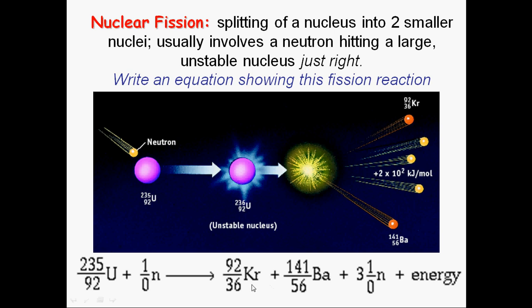Okay, but again, same exact deal as before. We just put all of the things that come together on the left, all the things that get spat out on the right. We make sure that our masses add up. In this case, on both sides, our masses add up to 236. You can check the math on that if you don't believe me. And our atomic numbers add up to 92. Okay.